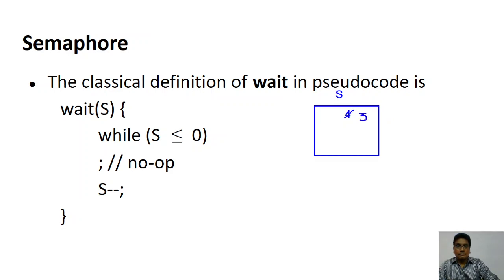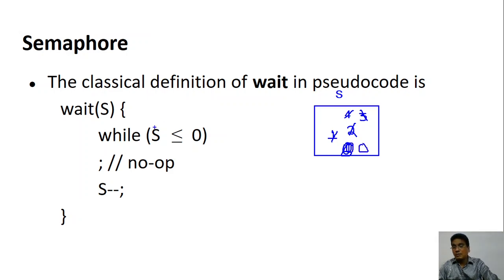Again call wait, 3 is not less than 0, so reduce S, it is 2. Again call wait, 2 is not less than 0, you get the value of S as 1. Again call, 1 is not less than 0, so reduce it to 0. So S now becomes 0. Every time you call wait S, if S is a positive number, you keep on reducing. So S was 5, then you made it 4, 3, 2, 1, 0. Now you are at 0.